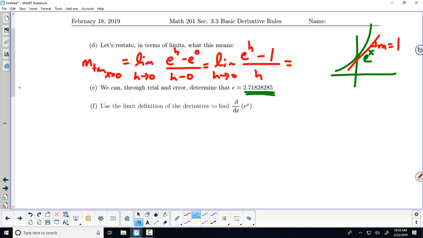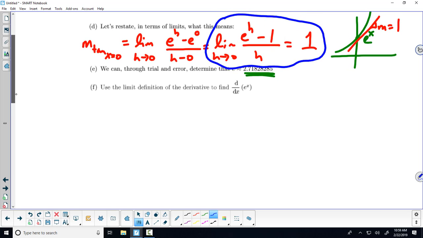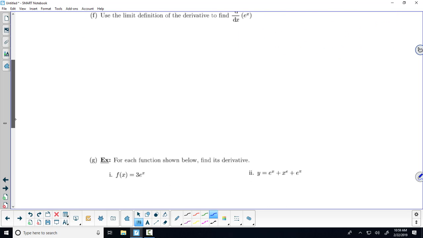So what did we say that the slope of the tangent line at x equals 0 has to be? 1. We defined e so that this limit would happen. Okay? All right. We need that. I spent 10 minutes on it because it's important for what we're about to do here.